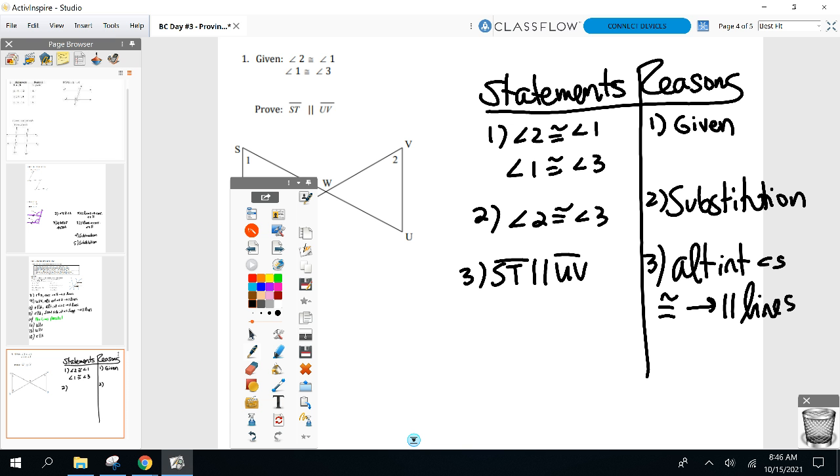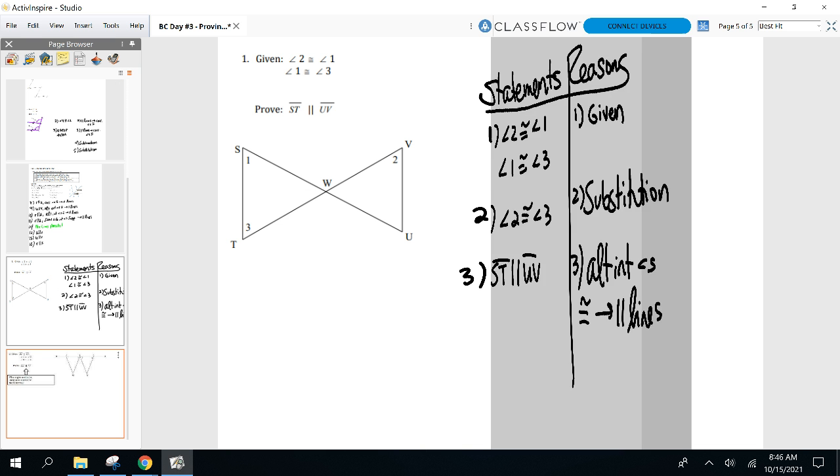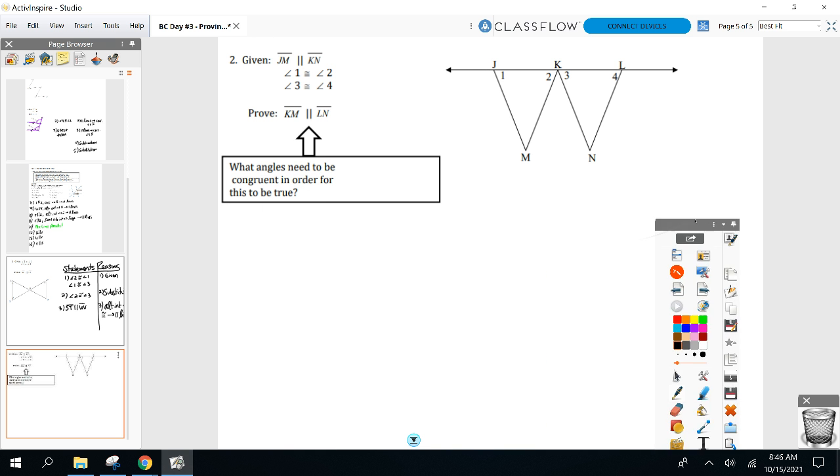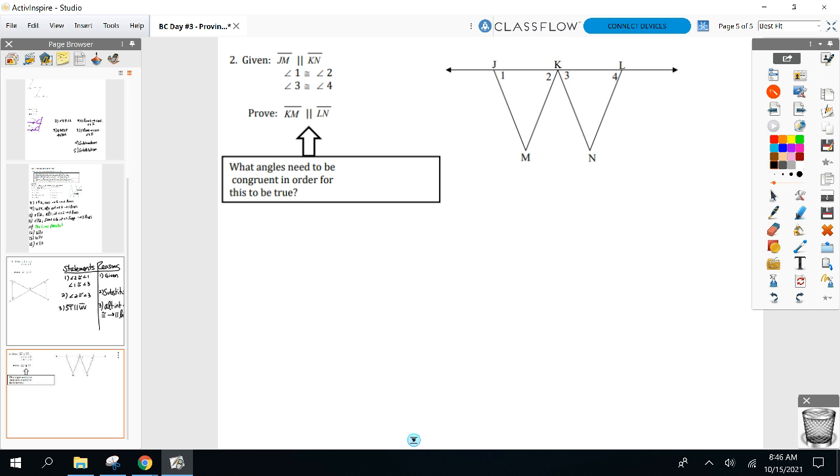Okay, let's try a little bit tougher one. Oh boy, huh? JM is parallel to KN. 1 and 2 are congruent. 3 and 4 are congruent. Ooh.